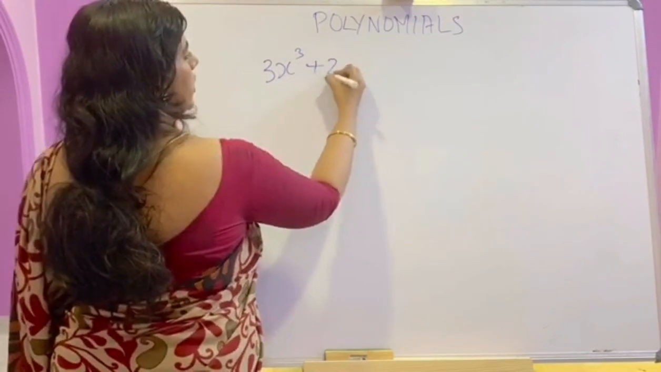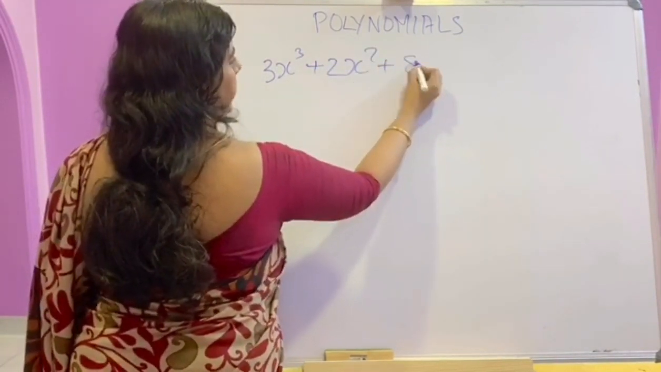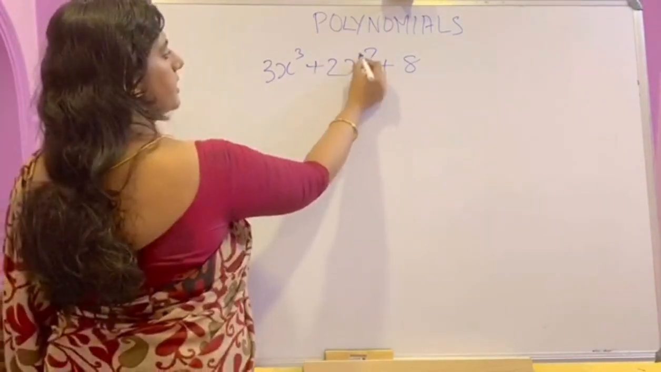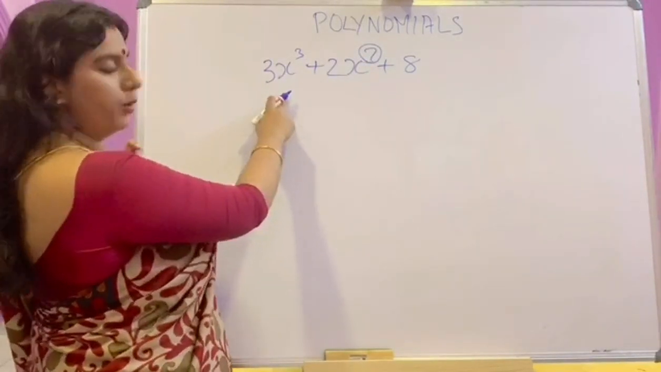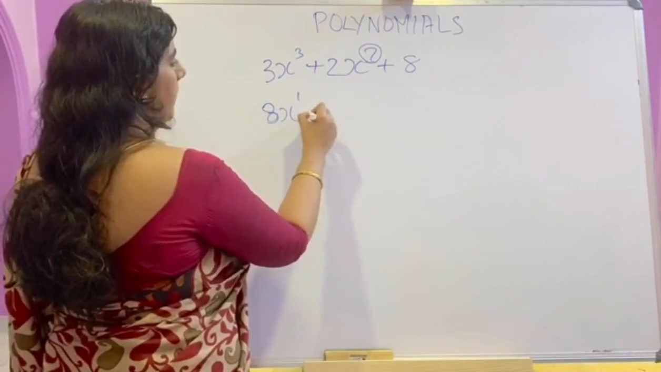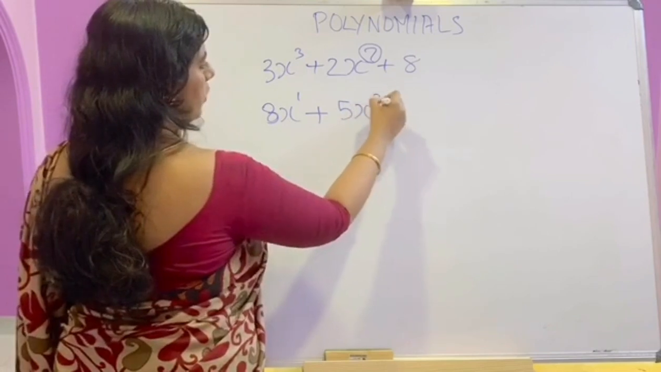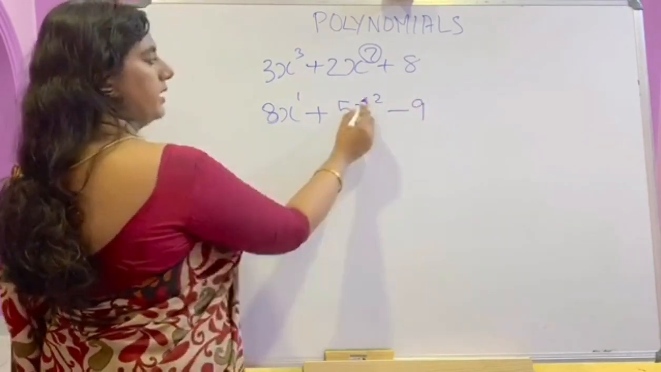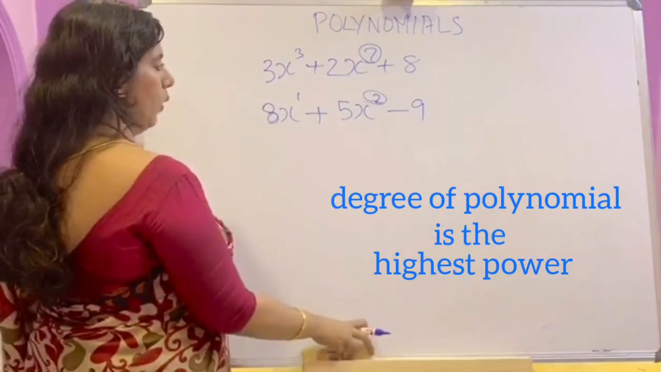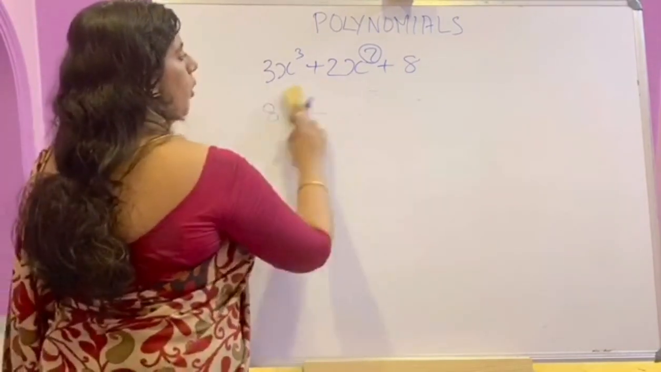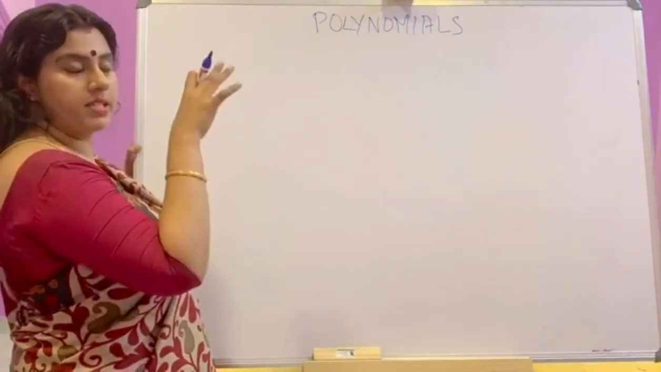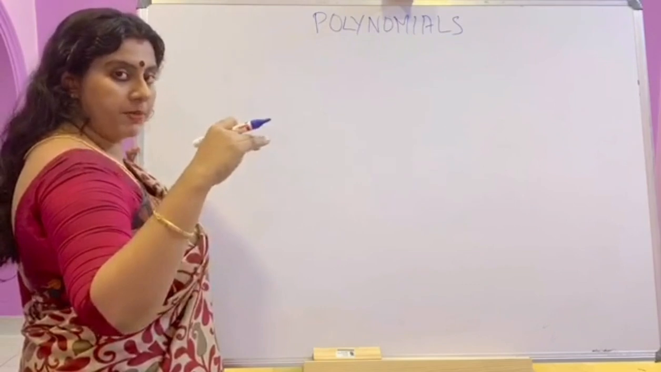3x cubed plus 2x raised to 7 plus 8. This is a polynomial here, and the degree of the polynomial is the highest power, that is here 7. So this is a 7th degree polynomial. If it is 8x raised to 1 plus 5x square minus 9, then this is a 2nd degree polynomial. So degree is the greatest power. Now always try to write polynomials in descending order of powers. That is first the greatest power, then the smaller powers, like that.